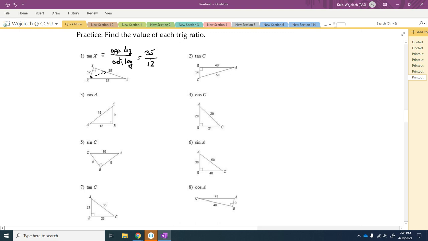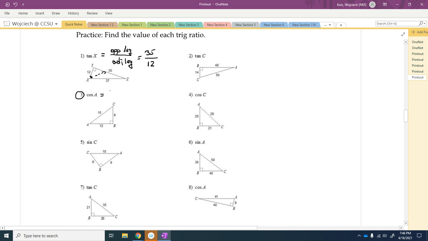Can we simplify this? If you can, please do it. If not, leave it the way it is. 35 and 12. 35 is 7 times 5. 12 is 3 times 4. I don't think we can simplify this. Okay? Try on your own question 3. Cosine of angle A. Okay, so pause this video and try it.